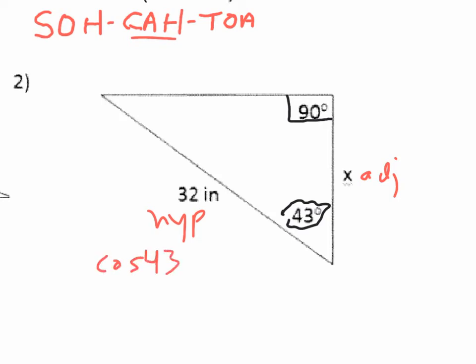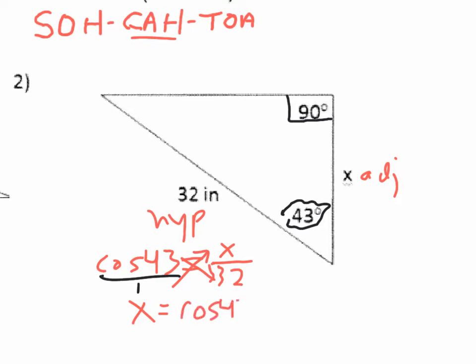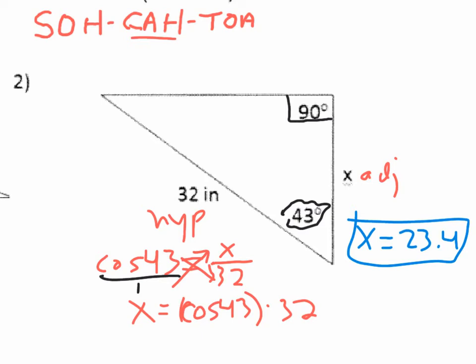And so you set it up the same. X is adjacent, 32 is hypotenuse, and we have this proportion. Cross multiply. X is by itself already, so that's nice. You get cosine of 43 times 32. That means x is 23.4. If you didn't get that, check your calculator and make sure if you hit mode, it should be in degrees and not radians.